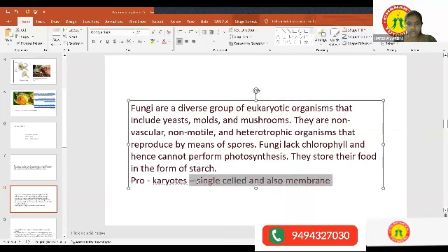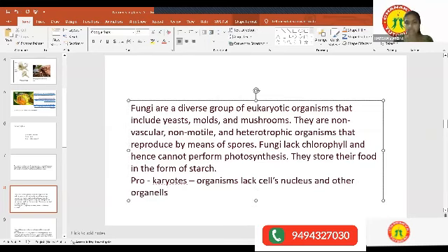So if you want to say it simply, prokaryotes are just organisms that lack a nucleus and other organelles. They are a cell, but they don't have a nucleus and other organelles. They are simply prokaryotes. So what are eukaryotes? It's just the opposite.